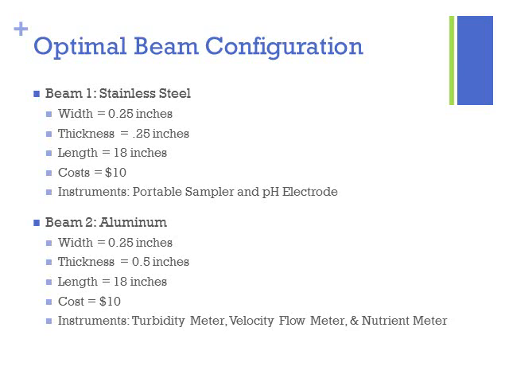Our first beam would be made of stainless steel with a width and thickness of 1/4 inch, with a length of 18 inches, and would ultimately cost $10. The instruments on the bottom would be a portable sampler and a pH electrode.